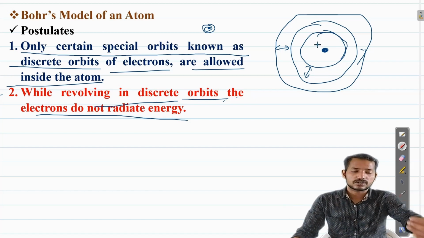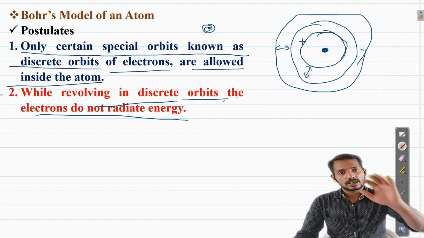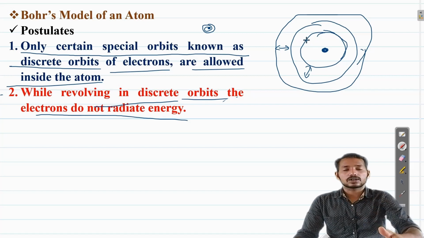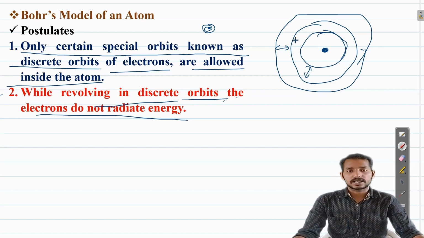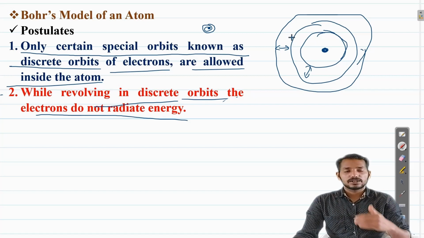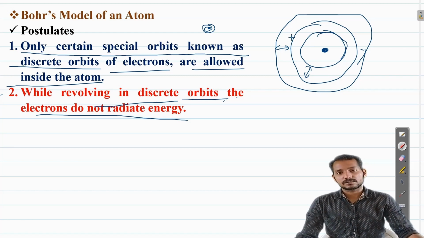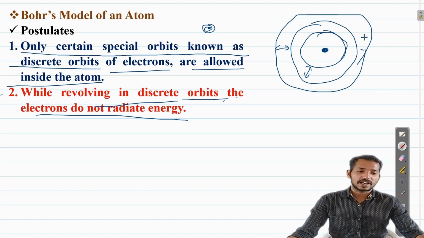So while electrons are revolving in these discrete orbits, these electrons do not radiate energy. This is the explanation given by Niels Bohr to overcome the drawback of the Rutherford model of the atom, or to explain the stability of the atom.